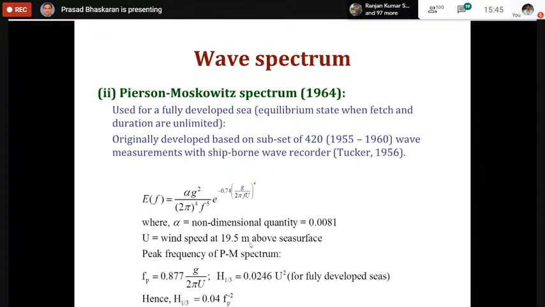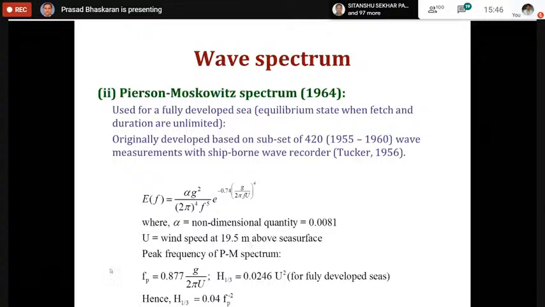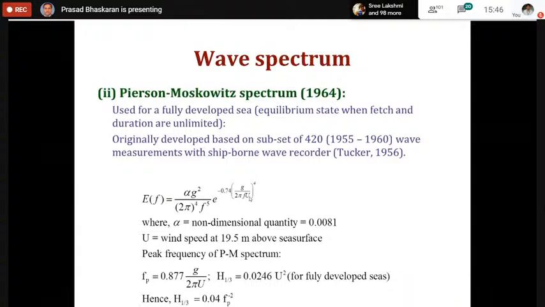Then in 1964, there was a study done by Pierson and Moskowitz. Pierson and Moskowitz developed a spectrum for the fully developed sea. And this is what the formulation looks like. We can express the energy as a function of frequency. Of course, this is a one-dimensional formula. This is inversely proportional to the 5th power of frequency. And this capital U is the wind speed, which is measured at a height of nearly 19.5 meters from the sea surface. So this was a contribution given by Pierson and Moskowitz.